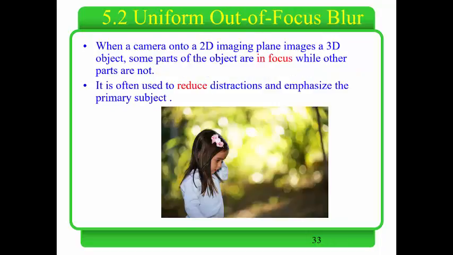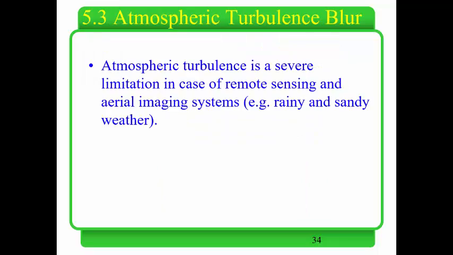Now, let's look at something like this. Here we have another blurring, which is called out of focus blur. If I'm capturing, let's say, a scene in which I have objects at different distances, some of the objects will be in focus, others will be out of focus. Okay? This is another type of blurring that can appear with the captured images.